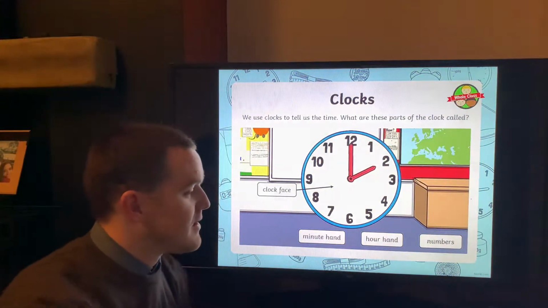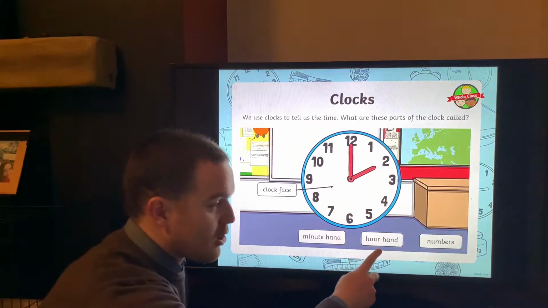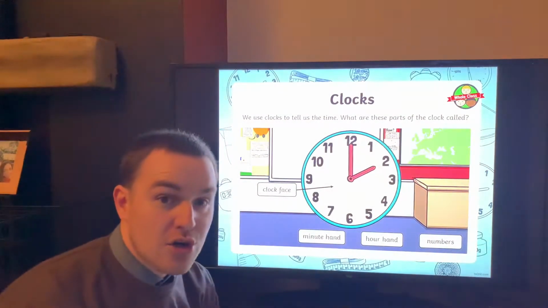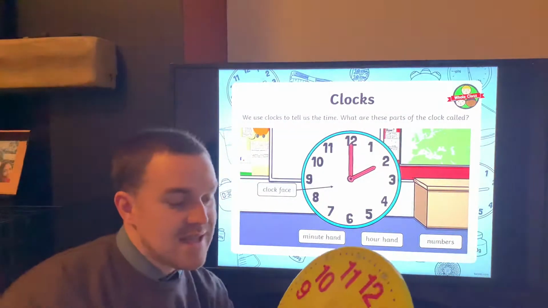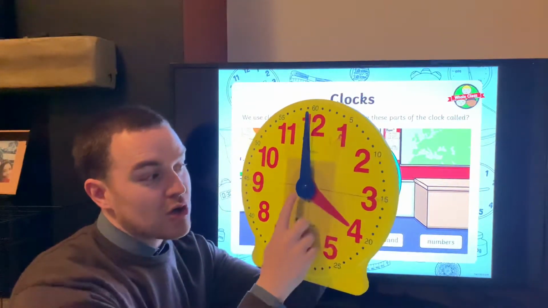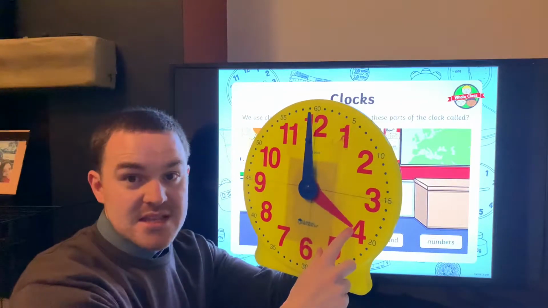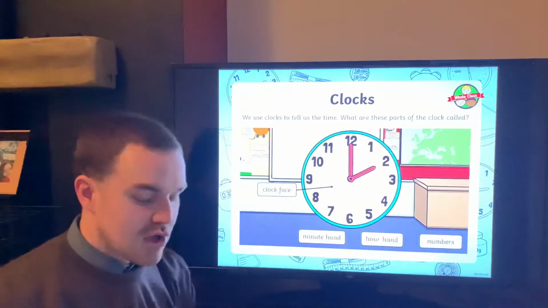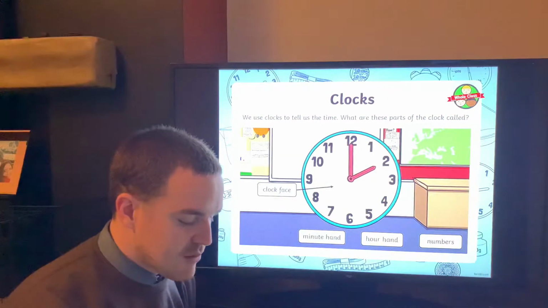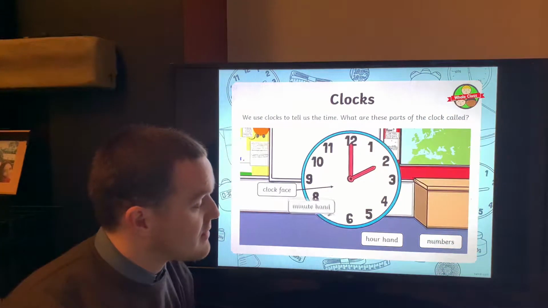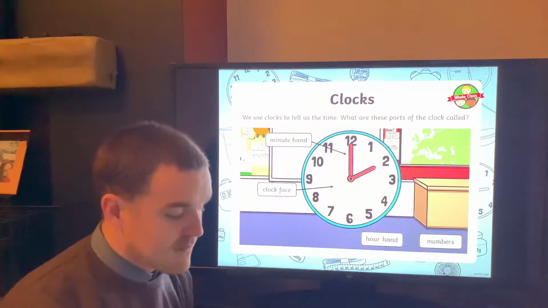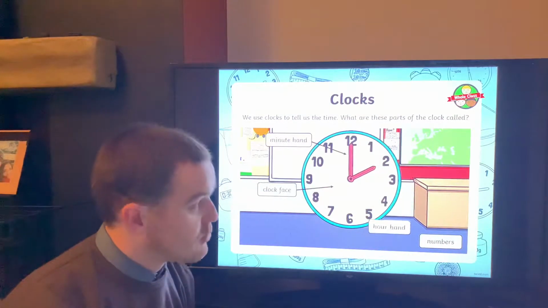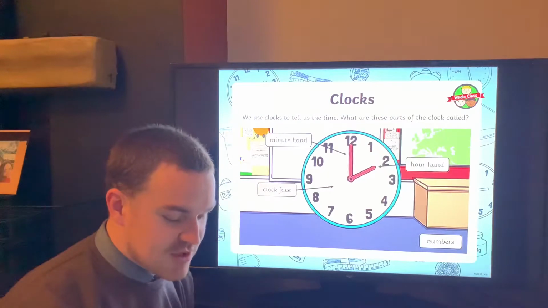Then we have 2 hands out of the 3 hands that are on a normal clock. We have a minute hand and an hour hand. The minute hand is the longer one, and on your little clocks it will be the blue longer one. See the way that one's much longer than this? Then the hour hand is the shorter one, which on your clocks is red, but on this clock is both. So let's label those: minute hand, the longer one, and our hour hand, the shorter one.